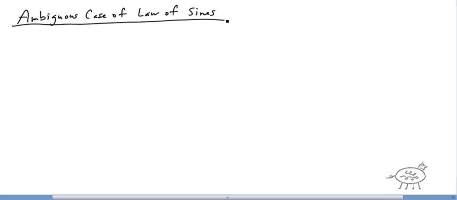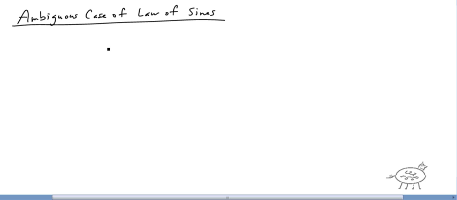Okay, hello math fans. We've already learned about law of sines. Now we're going to learn something called the ambiguous case of law of sines. Before we get into the actual problem here, let's just talk about why something is called the ambiguous case of law of sines.